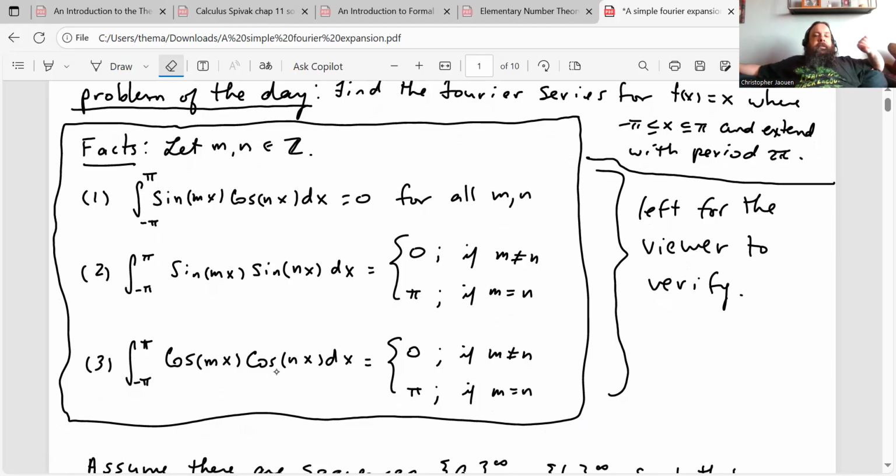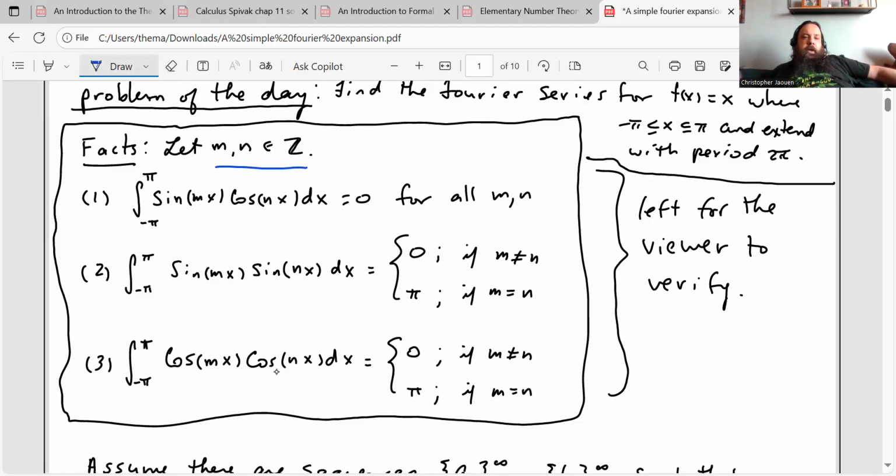So the integral of sine mx times cosine nx dx, where we integrate over the symmetric interval negative pi to pi, is always 0 for all m, n. Here I'm assuming that m and n are integers for each of these facts. All right, so that integral is always 0.